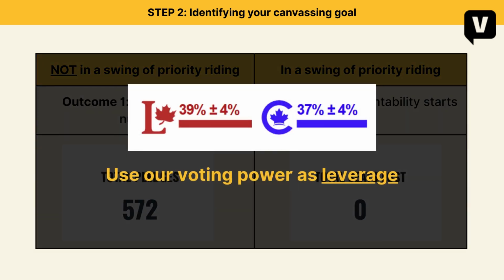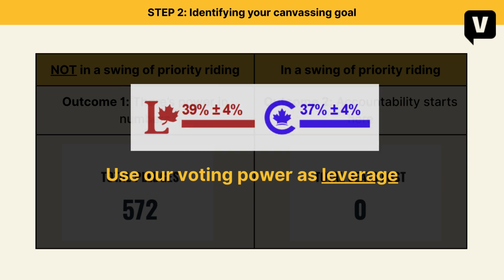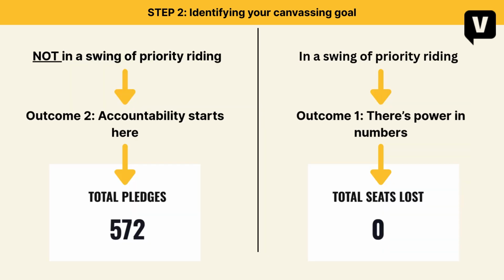Remember, in the 2025 elections, the Liberals and Conservatives are neck and neck. They are desperate for every vote right now. It's the perfect opportunity for us to use our voting power as leverage to get our demands met, even if it's just a demand or 2. Both outcome 1 and 2 help us achieve this goal.